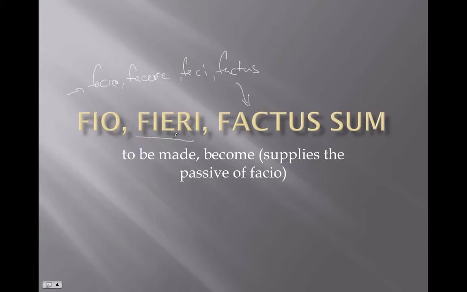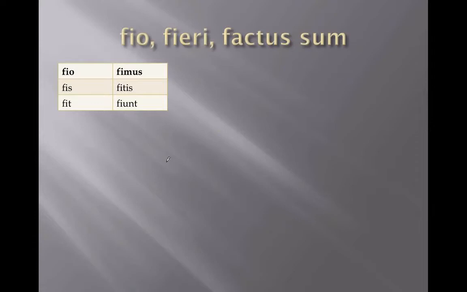You'll notice the infinitive looks a lot like a passive infinitive, and then the perfect is perfectly regular. That is, it looks passive and it's translated passively. So really we're only going to focus on the present system. So only the present, imperfect, and future. And it means to be made or to become. So the present indicative: fio, fis, fit, fimus, fitis, fiunt.